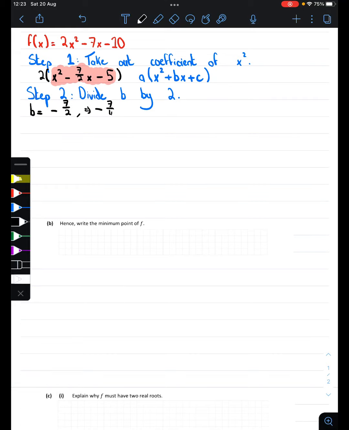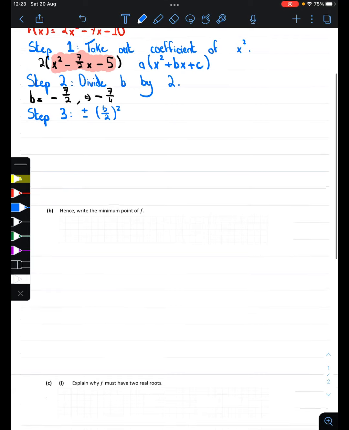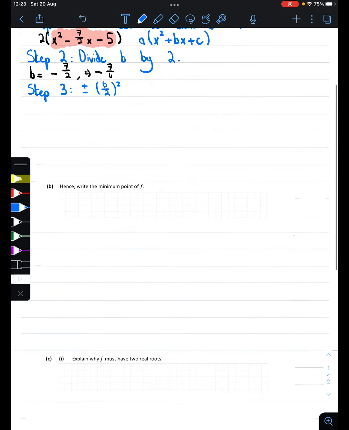Then we want to plus and minus the square of this, plus and minus (b over 2) squared, and you'll see why we want to do this. We do that inside the bracket, because we want it to stay the same. If we're going to add it, then we also have to take it away so that nothing has changed.